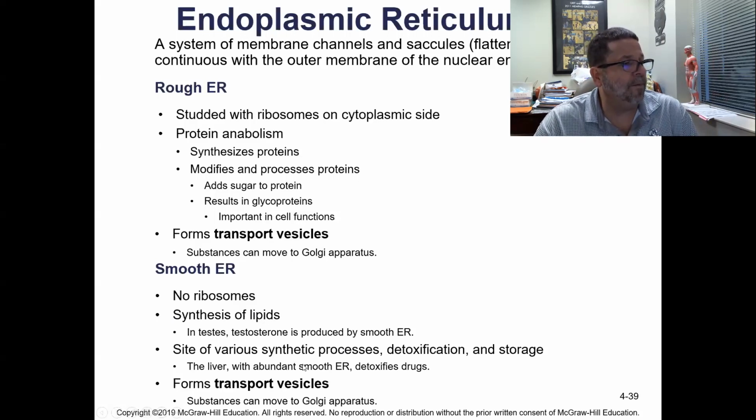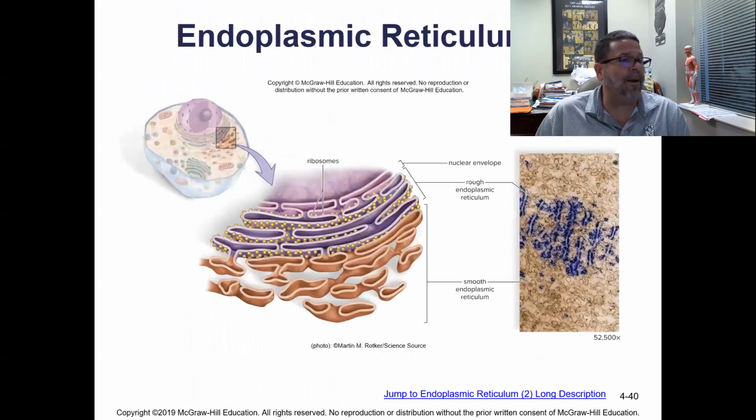Both of these can form transport vesicles that can carry the products on to the Golgi apparatus, which is named after a British researcher named Golgi. So he's so vain, he named it after himself when he discovered that organelle. It does look like a stack of pancakes to me. Here it is. And here's an electron microscope picture. Actually, that's the rough endoplasmic reticulum.